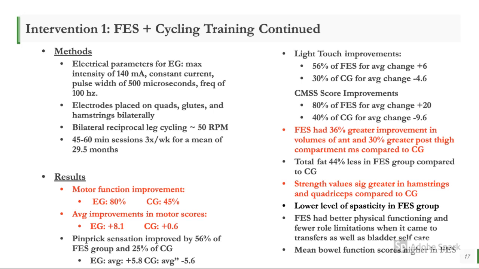We also see that the functional E-stim group had 36% greater improvement in the volumes of their anterior thigh compartment compared to the control group. And this was mirrored with their finding that strength values were significantly greater in the quadriceps compared to the control group. So this intervention would be appropriate for our patient because we could use it to hopefully diminish the severity of this gait impairment of the hyperknee extension by increasing his quad strength.